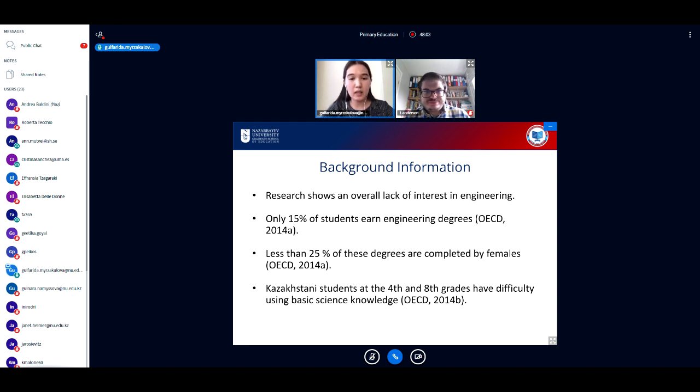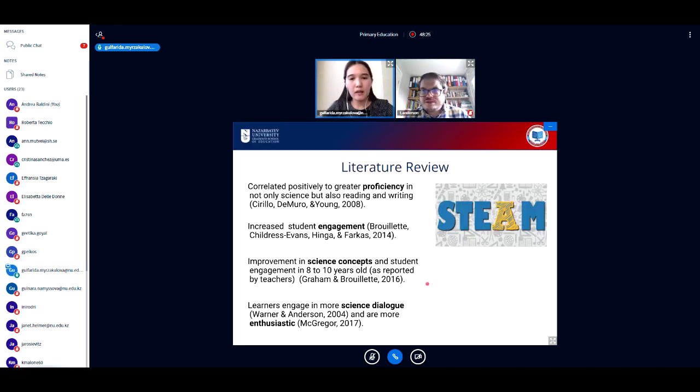Also PISA results demonstrate that Kazakhstani 4th and 8th grade students have difficulty using science knowledge and science skills, and presenting, analyzing scientific data and giving valid scientific conclusions. All these statistics tell us that we should implement innovative programs that stress authentic practice in STEM skills. And why STEAM?